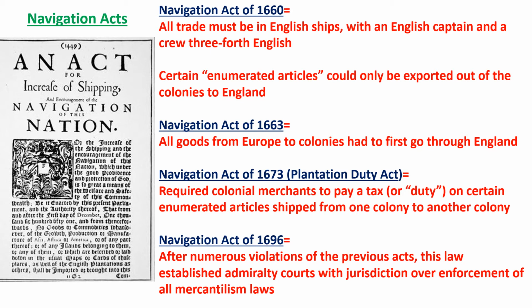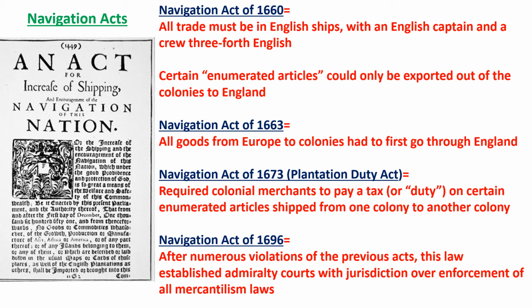Three years later, in 1663, they passed another Navigation Act that said all goods from Europe to the colonies had to first go through England. Obviously, that was to ensure that everything the colonists got, they got by paying their specie to England and not to competitors. Ten years later, they passed the Navigation Act of 1673, which is also known as the Plantation Duty Act.